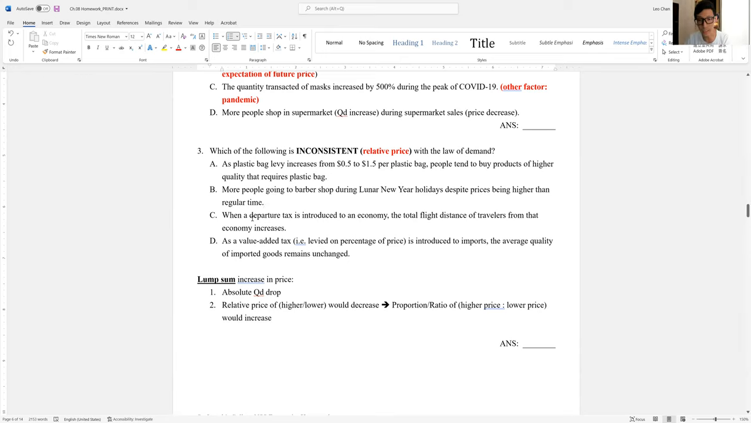OK, 好嘛？好，C. When a departure tax is introduced to an economy, the total flight distance would increase. OK, 嗱，首先記住啦，departure tax is basically an increase in price. OK, it is a lump sum.